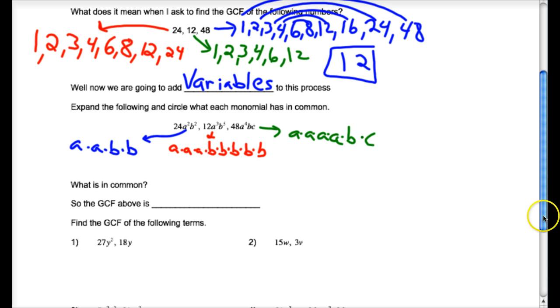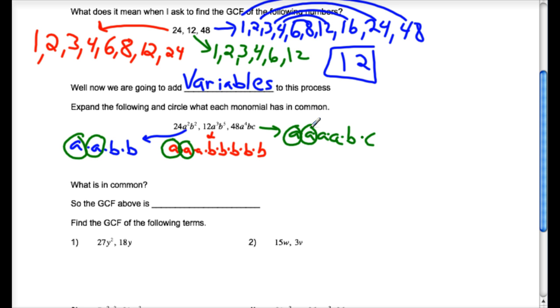Okay. Now, circle any common factors, because those variables are factors. Somebody raise their hand and give me one thing that's common between all three. They all have A's. They all have 2 A's in a row.